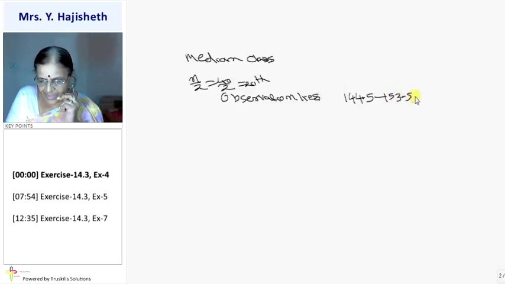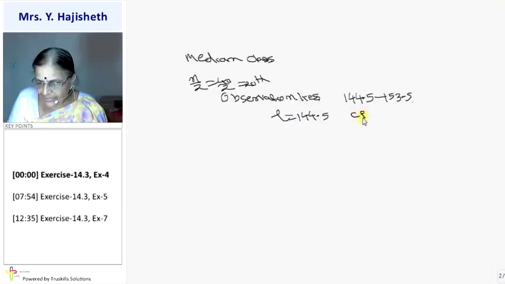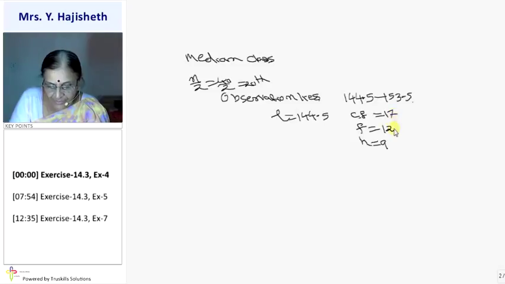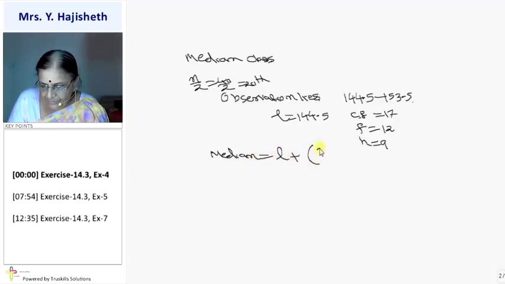So my lower limit L is 144.5. Cumulative frequency is 17, frequency is 12 and h is 9. CF is the cumulative frequency of the class preceding the median class, and f is the frequency of the median class. So what is my median? The median formula is L plus (n by 2 minus CF) upon f, bracket complete, into h.